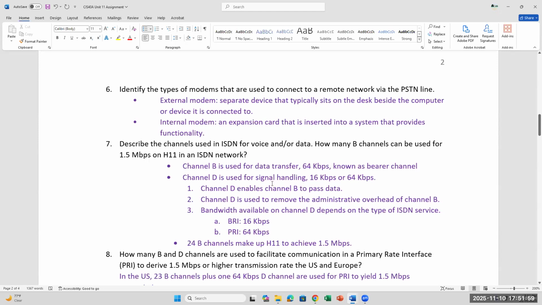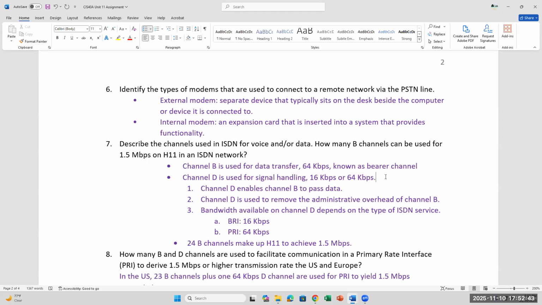So it asks how many B channels can be used, and I think we had an assignment where we talked about this also. B channels can be used for 1.5 megabits per second on H11 in an ISDN network. So the B channel is used to transfer data. Back in the day, for each channel you get 64 kilobits per second, which is what they call a bearer channel. Then they use a D channel to handle the signal, which uses 16 kilobits per second or 64 kilobits per second. So you have two separate channels. One is for data and one is for signal.